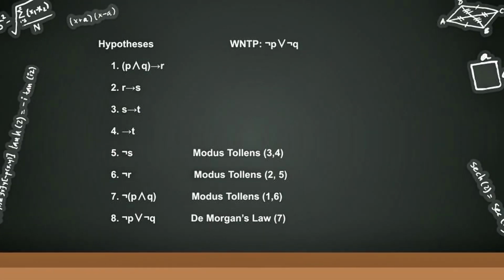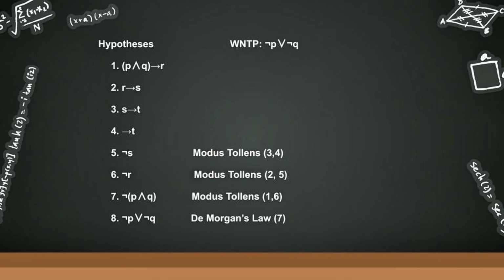Out of the 5 propositions, we made 4 hypotheses, namely: 1. The conjunction of P and Q implies R. 2. R implies S. 3. S implies T. And 4. The negation of T. So we need to prove the negation of P or negation of Q.